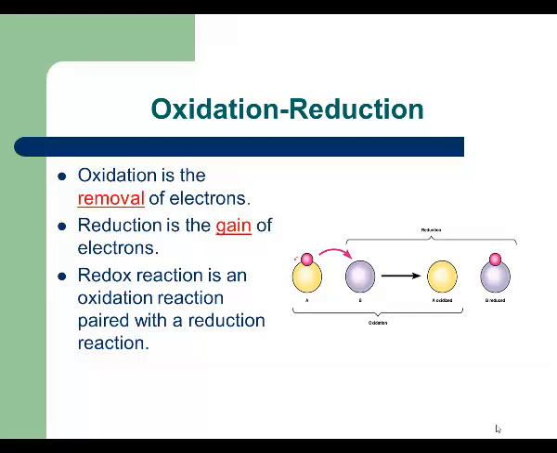Let's look at this picture on this slide. When compound A reacts with compound B, as a result of this reaction, compound A will lose its electron, meaning it will be oxidized. Compound B will pick up this electron, so it will be reduced.